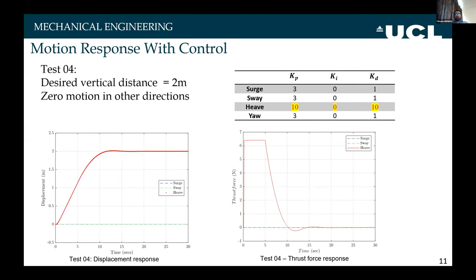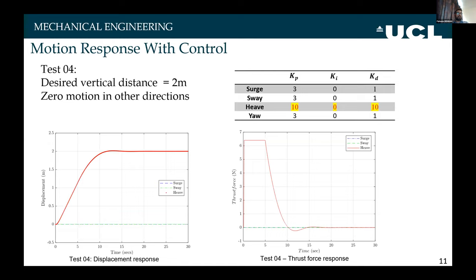After the design of the control system, the motion analysis was carried out with the control. In test four, the system was assigned to go to a desired vertical distance of 2 meters with zero motion in other directions. And the PID gains are shown in the table. As can be seen, the desired displacement is achieved quite well in time, even with the low PID gains.